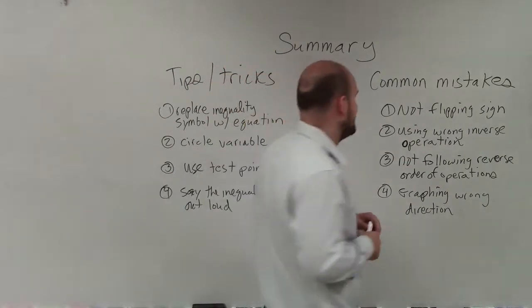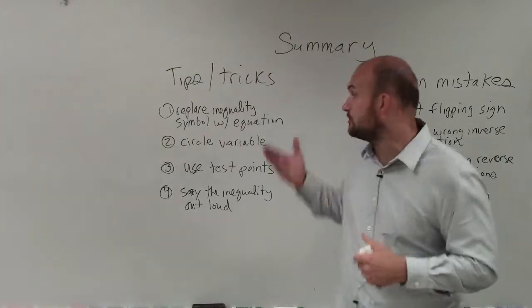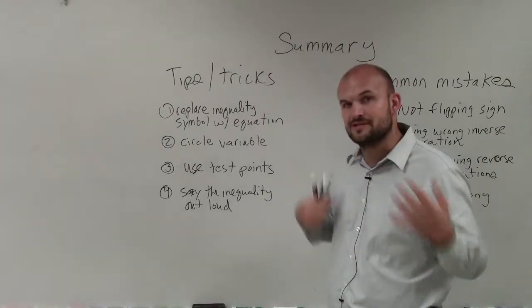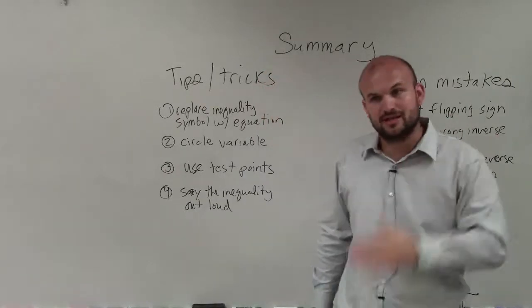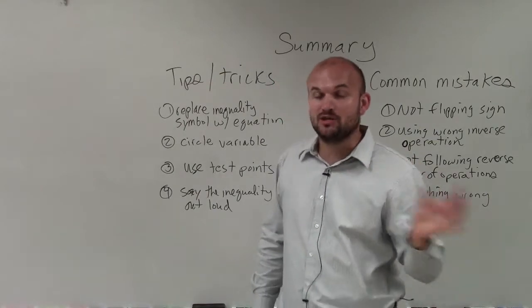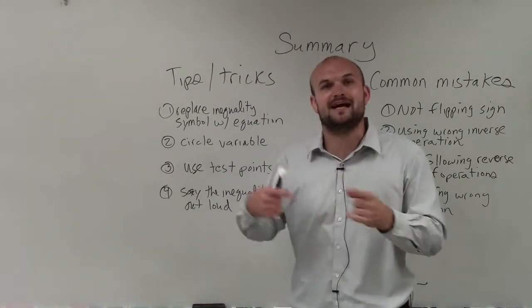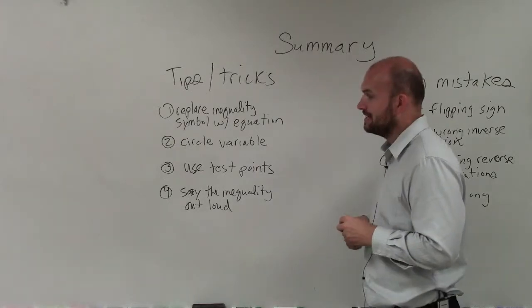So let's hit on some tips and tricks. First thing, as I mentioned, a lot of times it's helpful to replace the inequality symbol with an equals sign. That triggers your brain to start solving your inequality just like an equation. Just make sure if you divide by or multiply by a negative number that you flip the sign when you re-enter the inequality symbol at the solution.